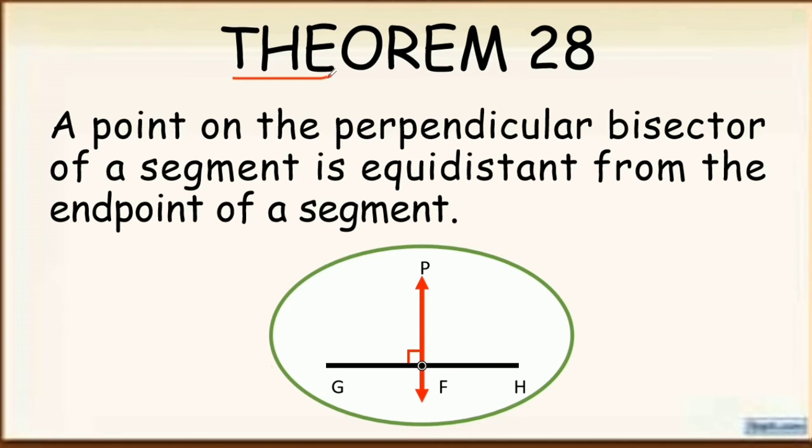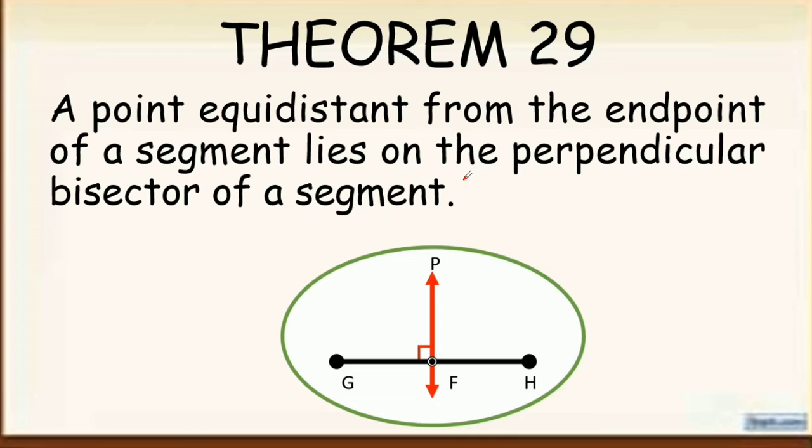So, ma-apply natin yung theorem number 28 dito kung one of the points from line PF is equidistant from point H and point G. So, kung mula dito sa point na to hanggang dito is 5 cm, at mula dito hanggang dito is 5 cm, therefore, this applies theorem number 28.